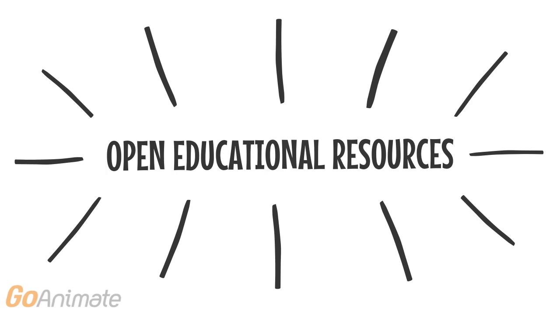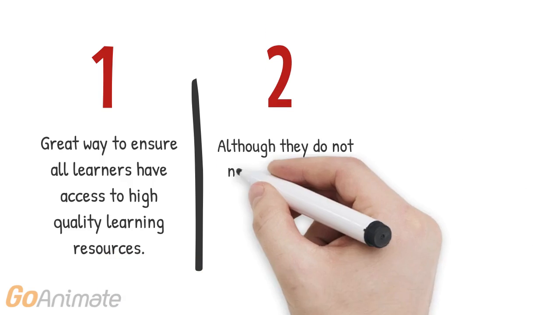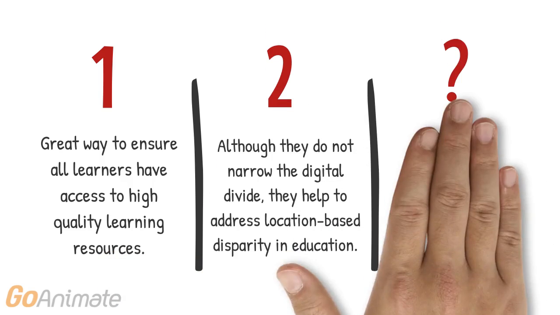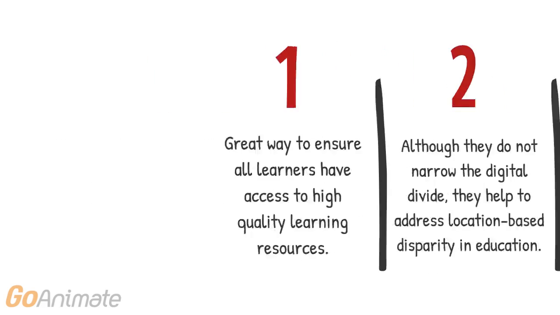I also explored various open educational resources. I looked at things such as Khan Academy, TED-Ed, and the Open Textbook Library. Open educational resources are a great way to ensure all learners have access to high-quality learning resources. Although they do not narrow the digital divide, they help to address location-based disparity in education. And they beg the questions: what can I do to contribute? Am I doing what I should be to support open education? And how do I move forward?